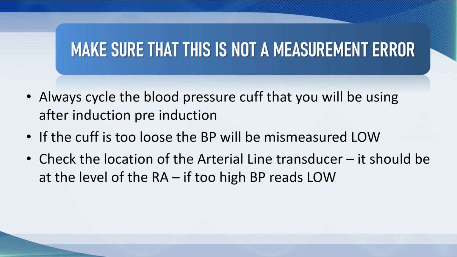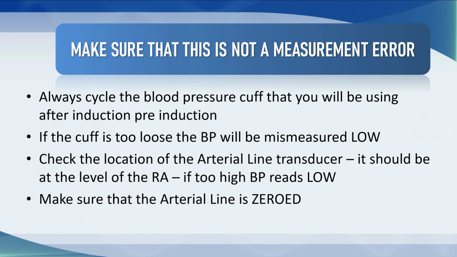If you have an arterial line in, check the location of the arterial line transducer. It should be at the level of the right atrium. If too high, the blood pressure reads low. If too low, the blood pressure reads high, and make sure that the arterial line is correctly zeroed.